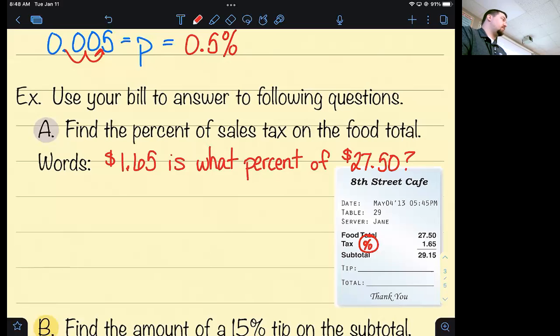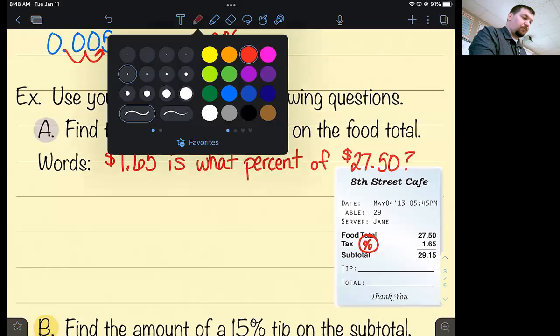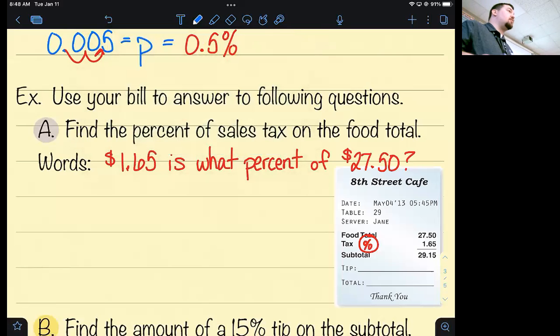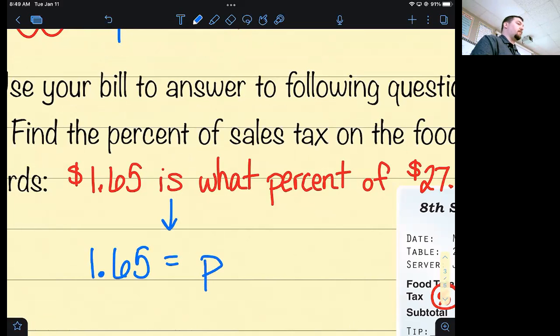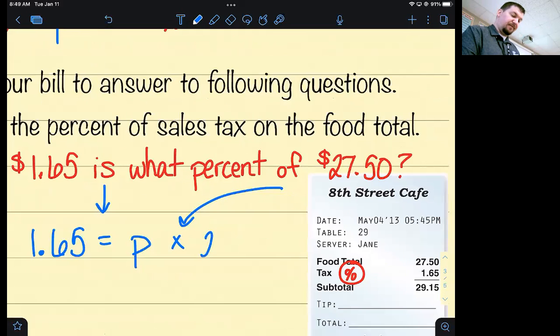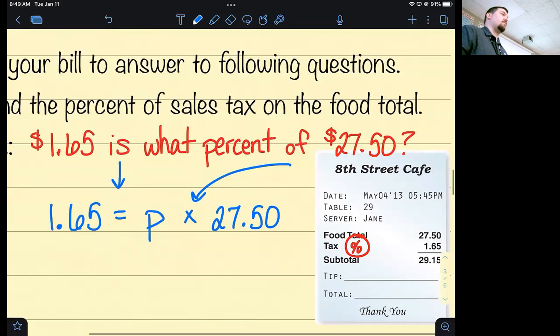Now I just turn it into an equation. I'm not going to make you underline right now unless you want to. But we do need to convert the word is, and we need to convert the word of. So what does is mean? Equals. So write 1.65 equals. When it says percent, we're going to use the letter P. We want a percentage answer. When it says of, what are we going to use? Times, and then our number is $27.50. There's our equation.